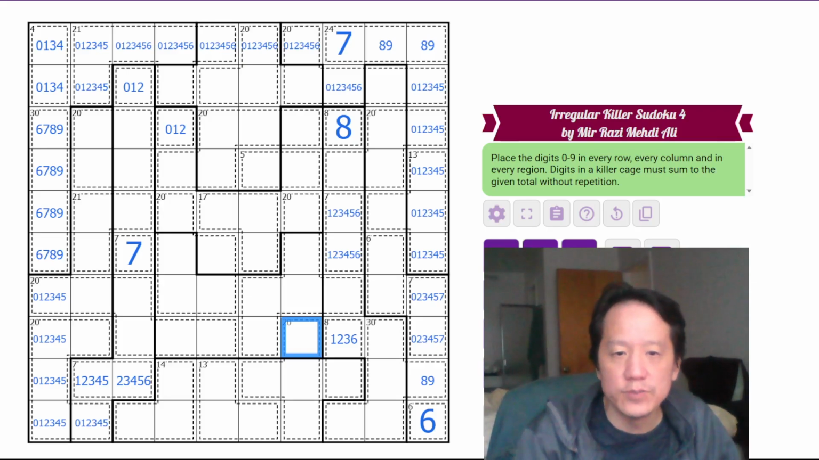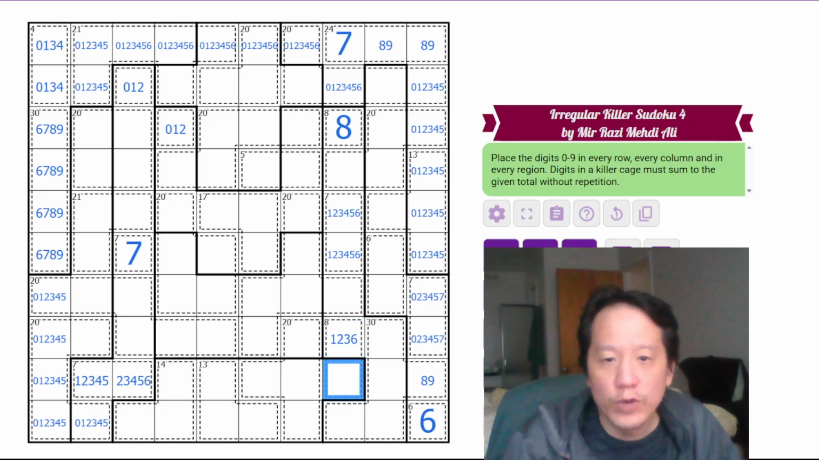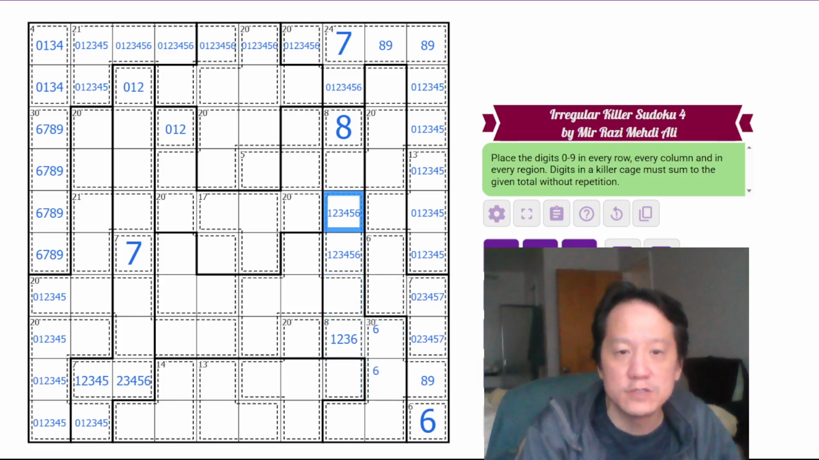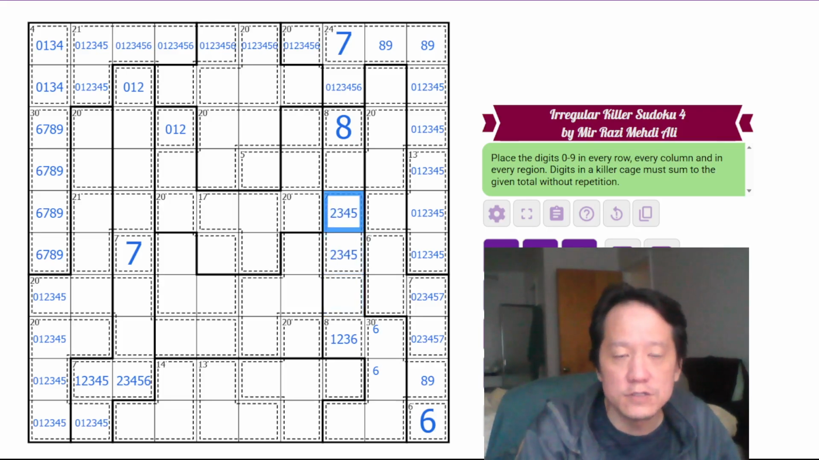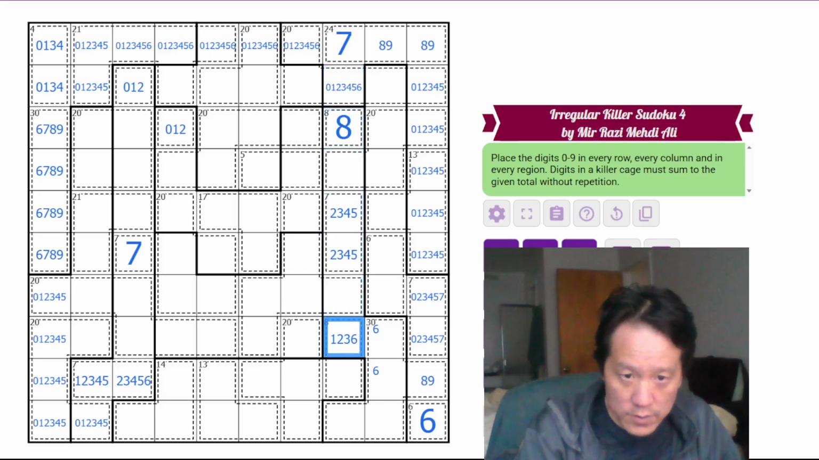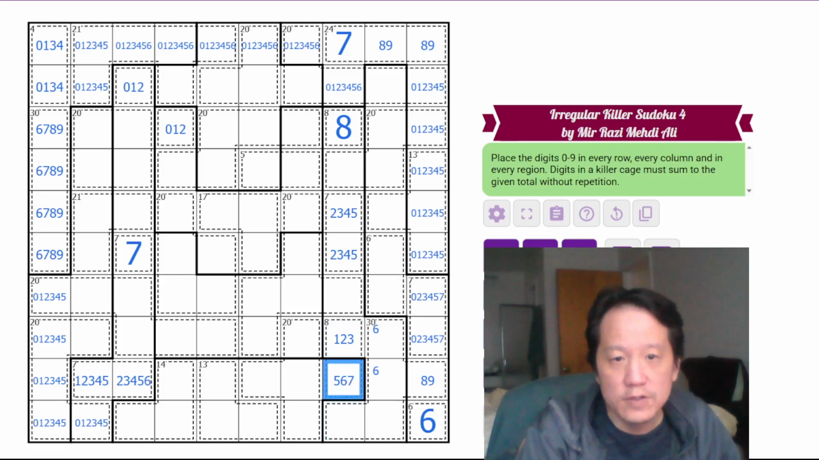Therefore, where is the 6 then in column 8? Cannot be in this region because of the 6 in the region. Can't be here, so 6 has to be one of these two digits, which means this cannot be 6 here. So this is not 1, 6. This can't be 6, or actually this could be 6. This can't be 6, so this is 1, 2, 3. This is 5, 6, 7.